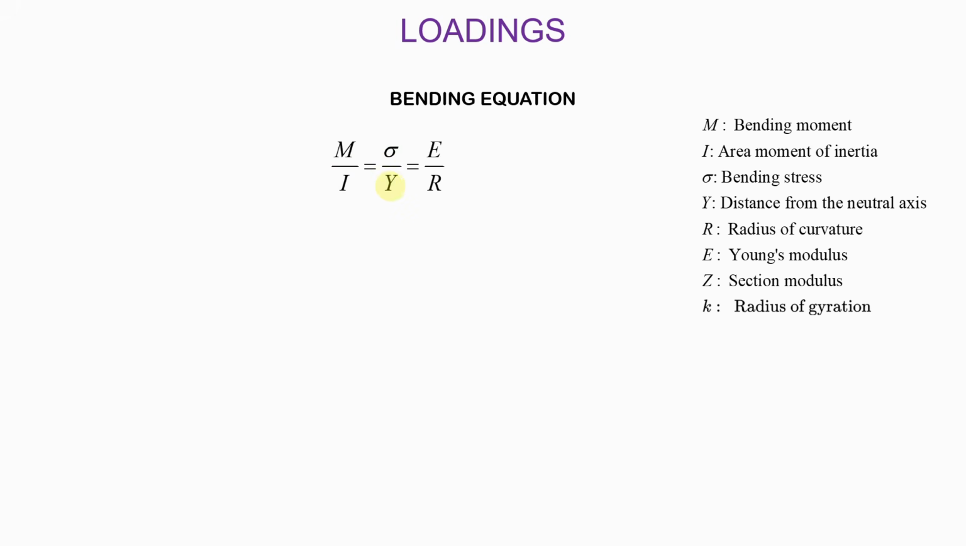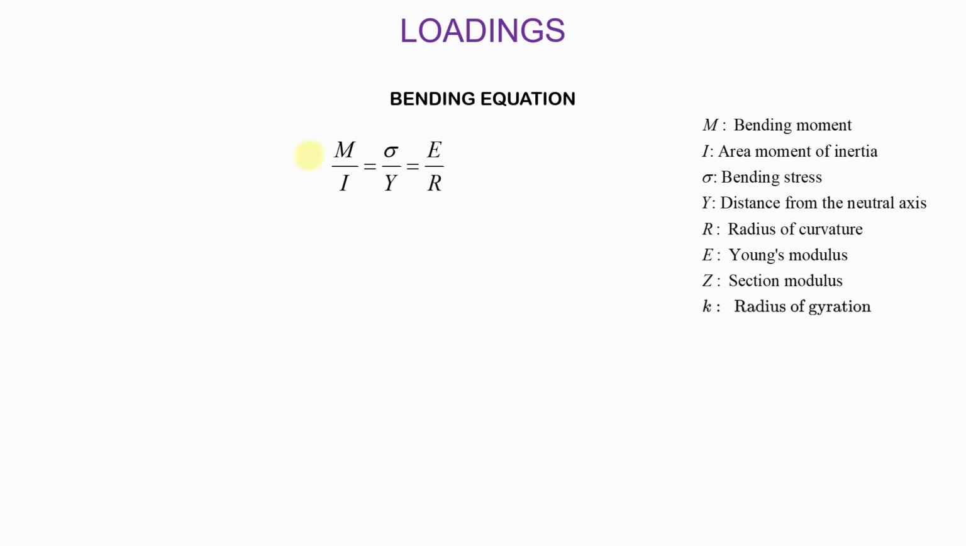This y that you see here is the distance from the neutral axis. Sometimes they will ask you to find the stresses at a certain distance from the neutral axis, and that is what y is. y is the distance from the neutral axis, and this is also equal to the Young's modulus, E, divided by the radius of curvature, which is R.